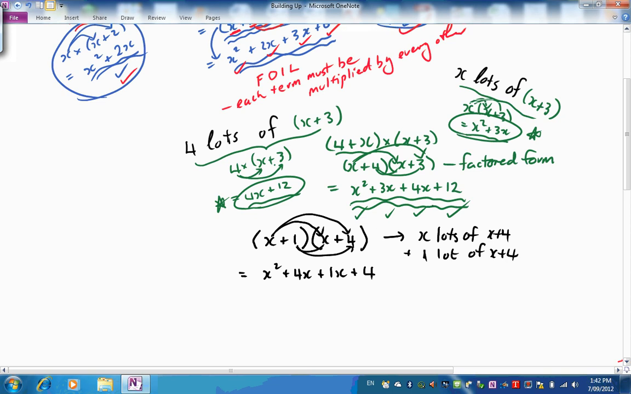So overall, what have we got? Well, we've got to multiply each term in the first bracket by each term in the second bracket. Now, at the end of the day, though, we know that we can make this a little bit tidier, because 4x plus 1x is a total of 5x. So overall, we have packaged it up into that.